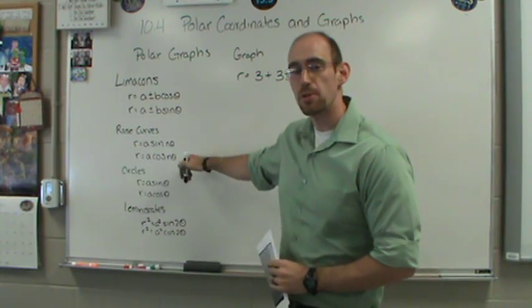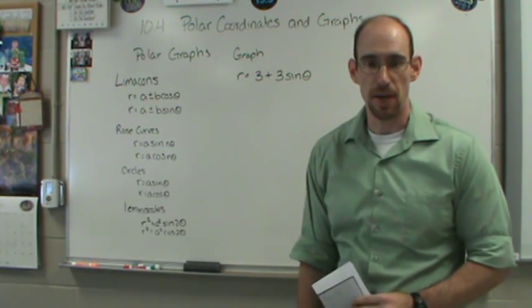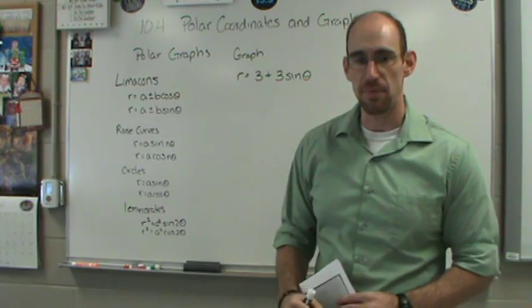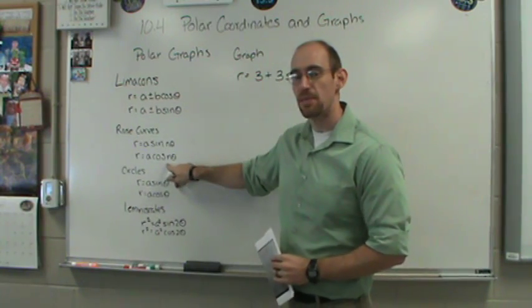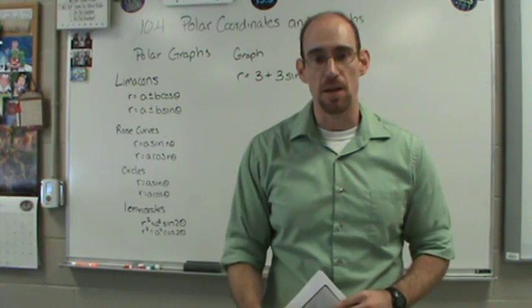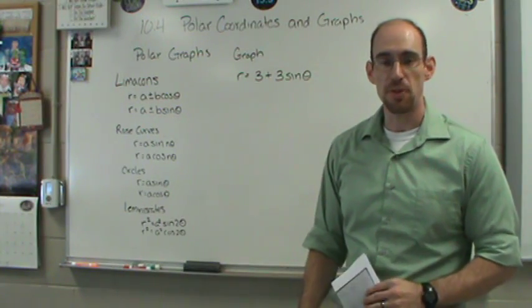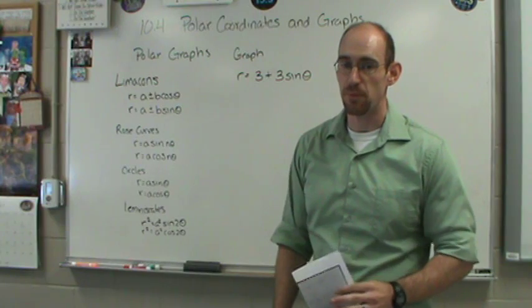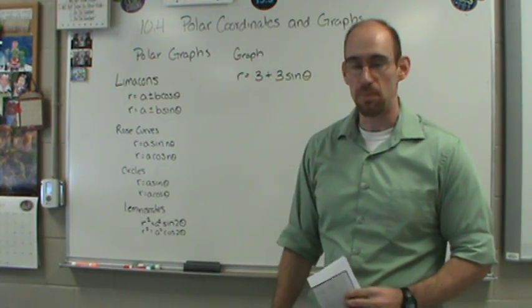All right, we have our rose curves. They're the fun ones that have the petals involved. And remember that if n is even, that n value here, if it's even, there's 2n petals. If n is odd, there is that number of petals. So if it was 3 theta, then it would be 3 petals. If it was 4 theta, then we'd have 8 petals.